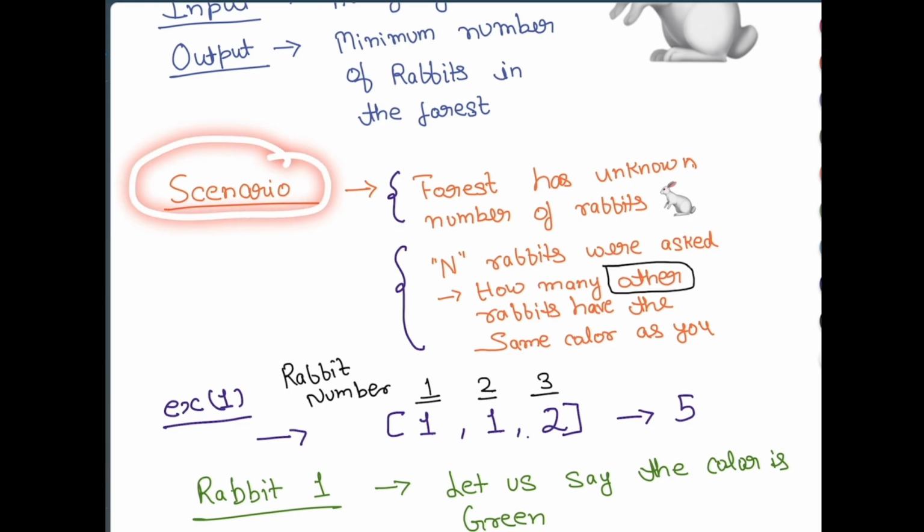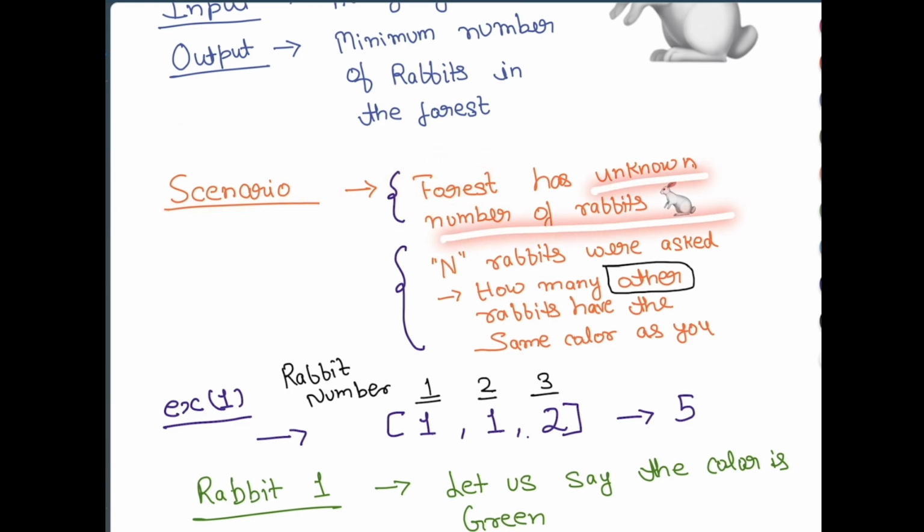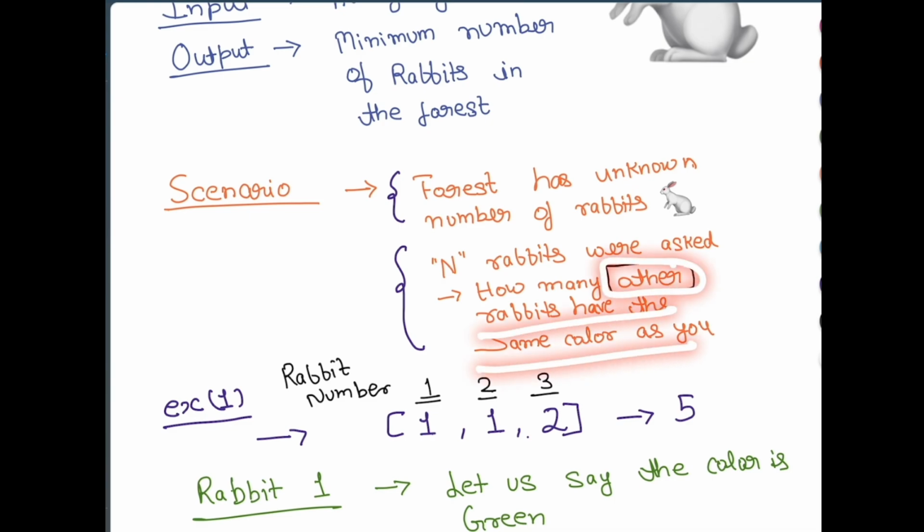So the scenario in this problem is that there is a forest, and this forest has an unknown number of rabbits. And it is very important to understand that when we say we have an unknown number of rabbits, it means that this number can be anything, 1, 2, 10, 100,000, 10,000, we don't know. So there are some unknown number of rabbits, right? Out of these unknown numbers, we chose n number of rabbits, and those n rabbits were asked the same question, that how many other rabbits have the same color as you.